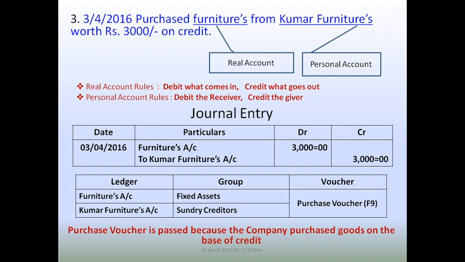And then the voucher we have passed is the purchase voucher. The purchase voucher is passed because the company purchased the goods on credit. So if we purchase any items on credit, we have to pass the purchase voucher.